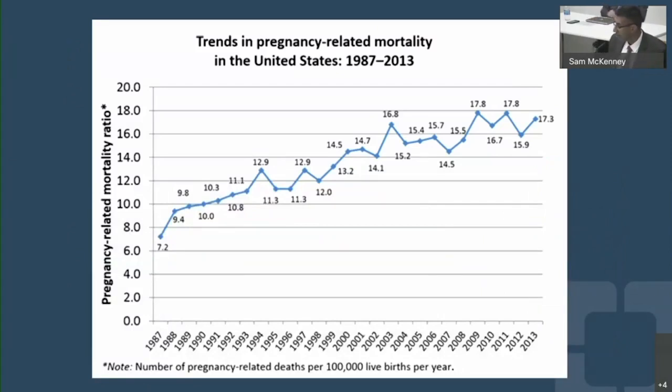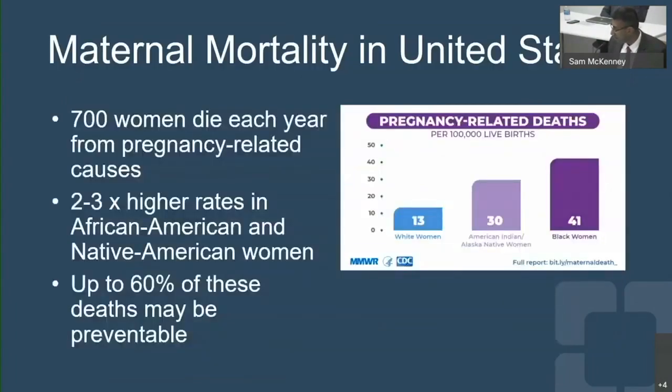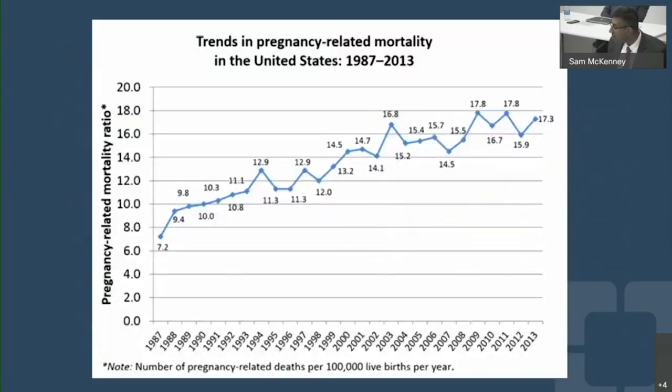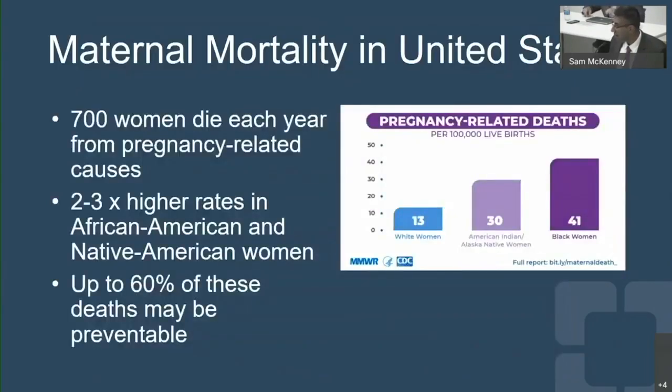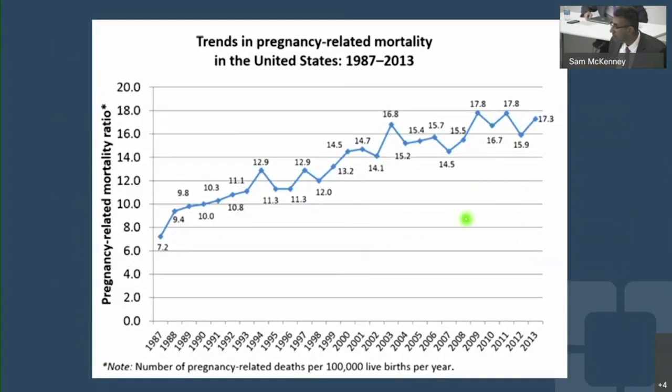This slide again shows maternal mortality in the United States between, whoops, let me go back. Come on. I got it. So you can see here between 1987 and 2013, there's a steady increase in maternal mortality in the United States, and that's continued in more recent years. And that again is in contrast to other countries, like European countries, for example, where maternal mortality is decreasing.